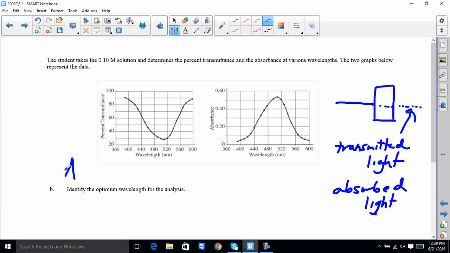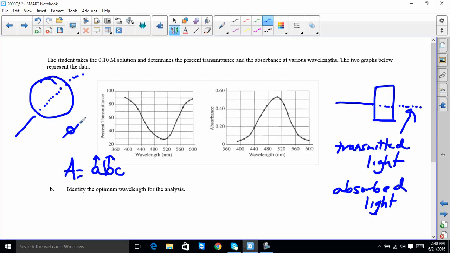And Beer's law is the absorbance of a solution is equal to ABC, where A is the molar absorptivity constant. Each molecule has its own. B is the path length. So, if you've ever shined a flashlight through a solution, the longer this is, the less light gets through. If you have a little tiny thing, most of the light gets through. And B is the path length of the cuvette, and C is the concentration.